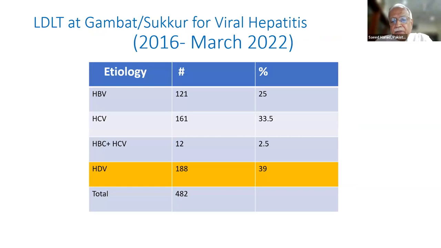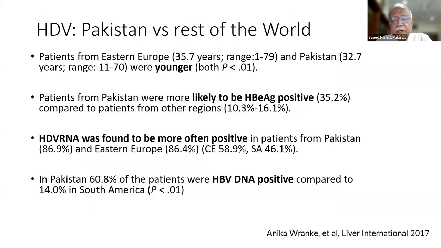So this translates into an impact on other health services. In this area, we have a transplant center very close to Sakhar, in a place called Gambat. After HCV, hepatitis Delta is the biggest indication they have right now for transplantation. In fact, it is the biggest indication at 188 transplants out of 482. So there is a significant impact on health. We are part of what is called the Hepatitis Delta International Network, and we contributed a fair number of patients into this database.